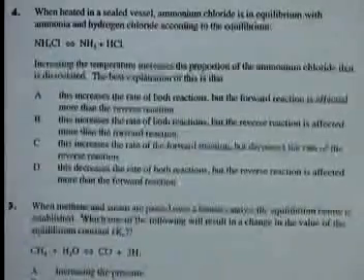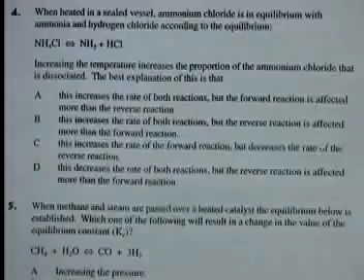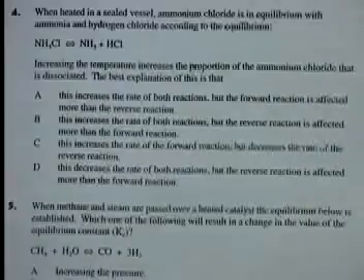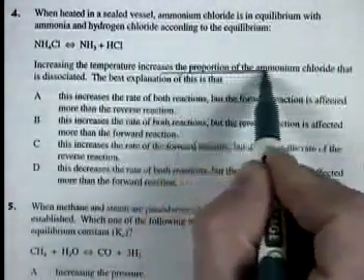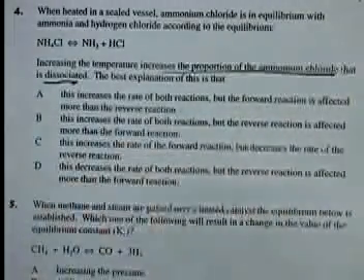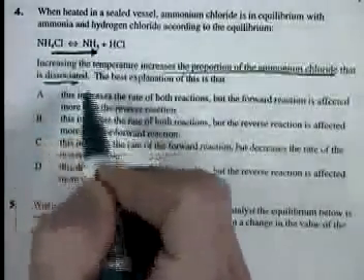This is question number 4, and yours might be on the same page already. I'm not sure, but it's probably a little bit smaller than this one. But let's read through the question, then we'll pause and give you a second to try to answer it. When heated in a sealed vessel, ammonium chloride is in equilibrium with ammonia and hydrogen chloride according to the equilibrium. Increasing the temperature increases the proportion of the ammonium chloride that is dissociated. So if I increase the temperature, more of this disappears. In other words, it shifts to the right.